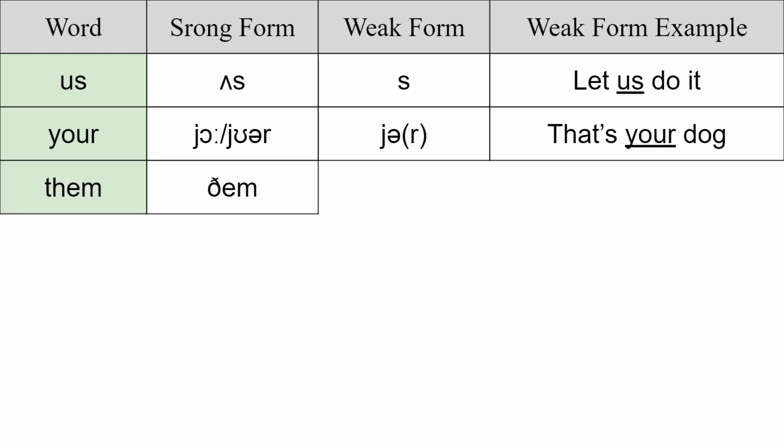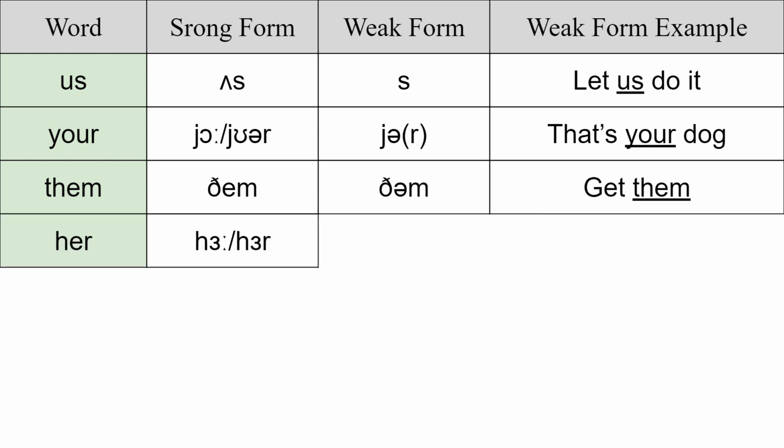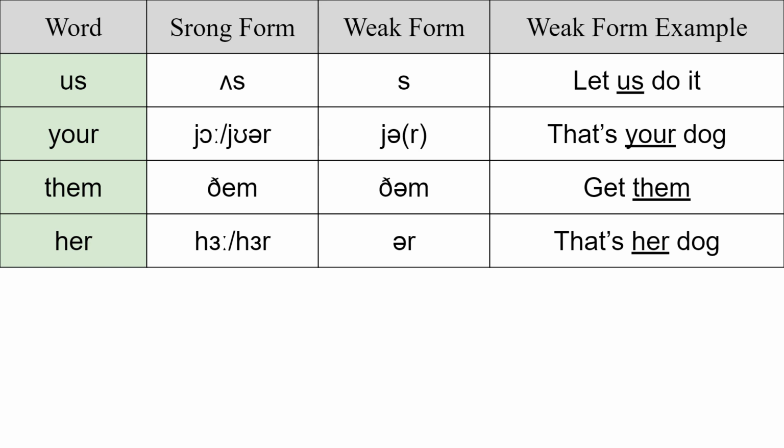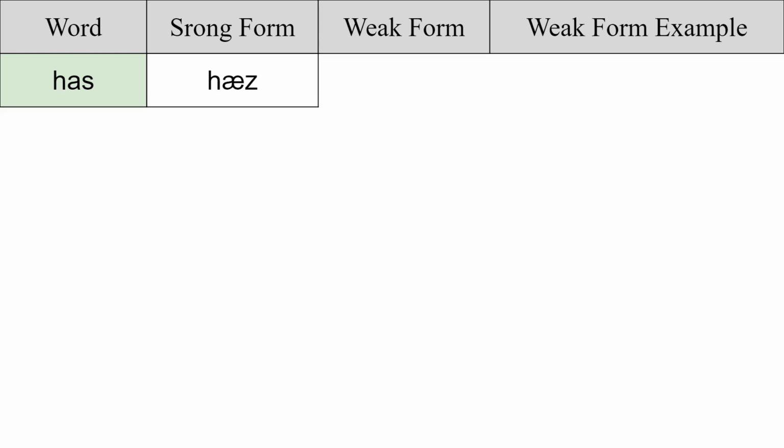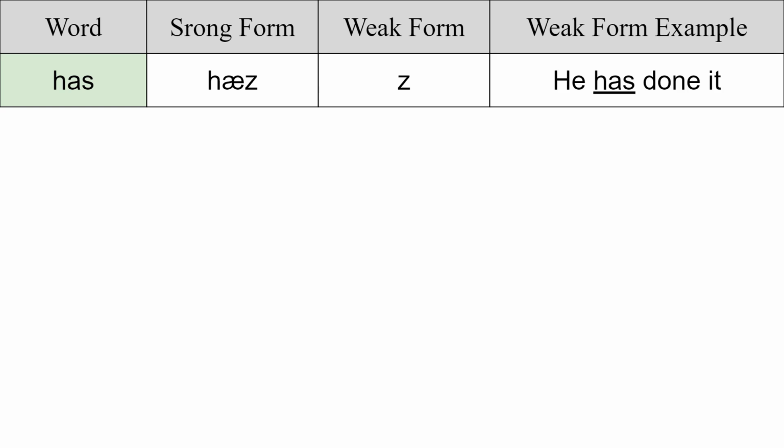Them, weak form, them. For example, get them. Her, weak form, her. For example, that's her dog. Him, weak form, him. For example, look at him. Has, weak form, z. For example, he's done it.